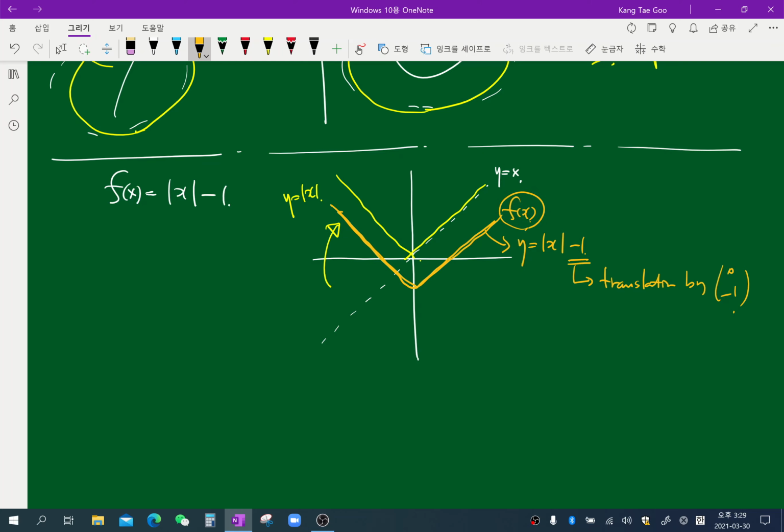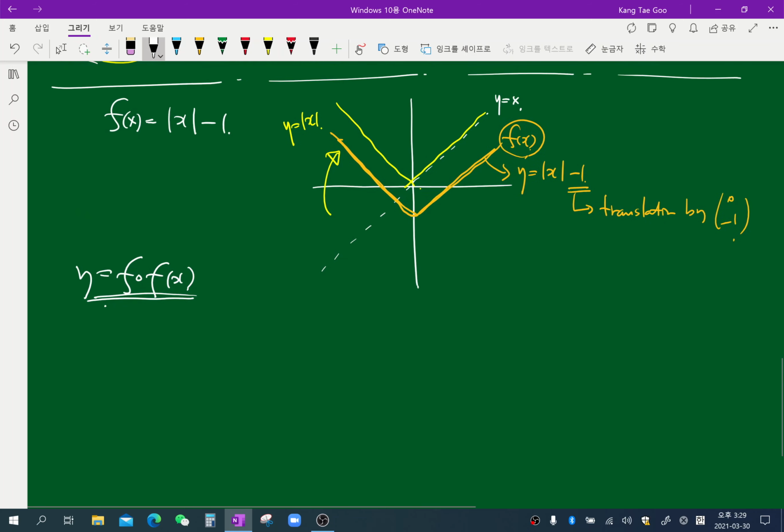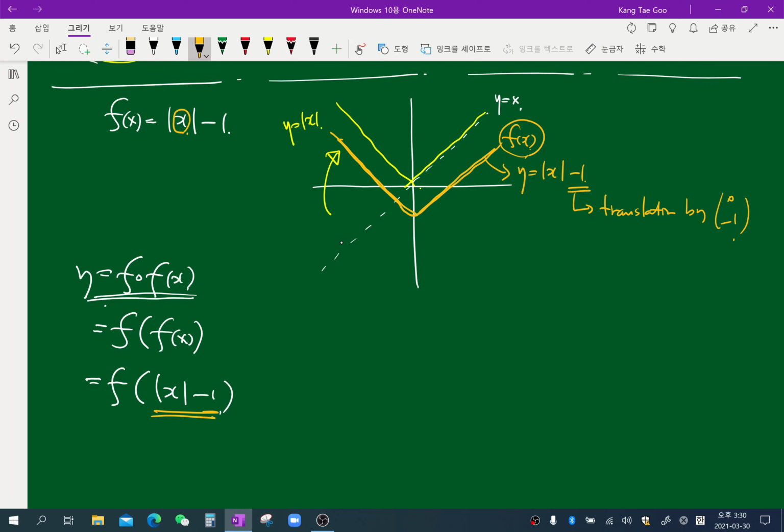Okay. Then what is the next question? Y is f of the absolute value of f(x). How to draw this? f of f(x), that is f of the absolute value of x minus 1, and then we put this much into there, right? So we have an absolute value sign and minus 1. Inside this absolute value, we need to bring the entire thing inside here. Then that is the absolute value of x minus 1. Well, how can we draw this?